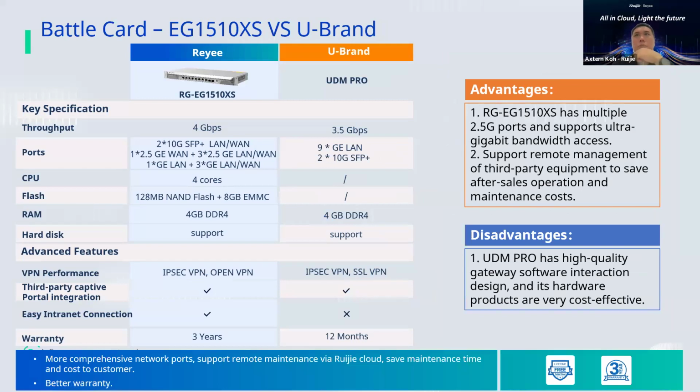For the U brand, the comparison advantage is also the 2.5G port, and third-party equipment can handle operation and maintenance for our device easily. Especially Ruijie Cloud is lifetime for managing our device, and it supports notification alerts. If the device is down, it can also send a notification.